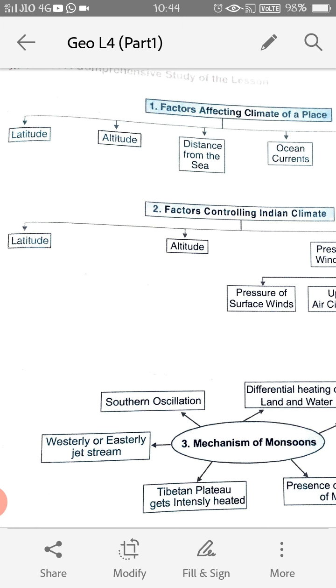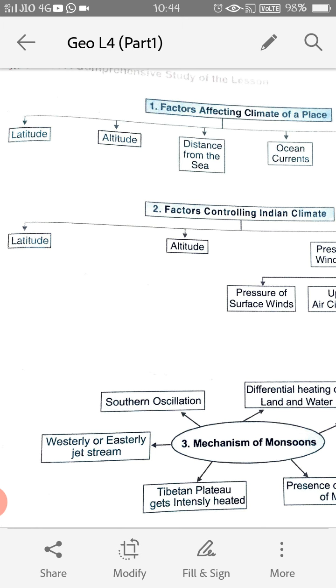Another topic is altitude. Altitude means the height itself. The higher you go, the lower the temperature. That means in hilly areas you experience very low temperatures, so coolness is there at high places.